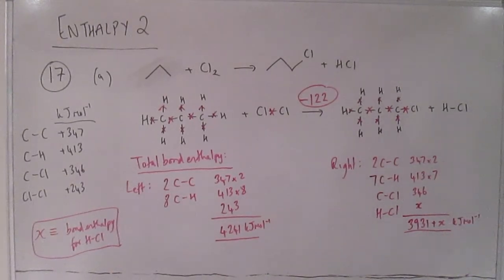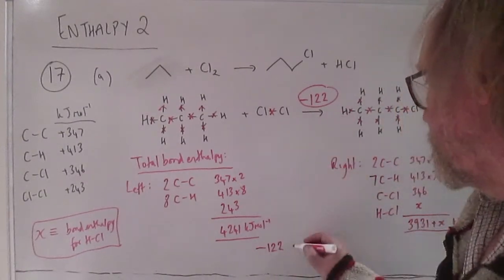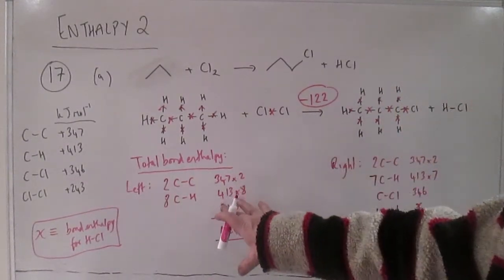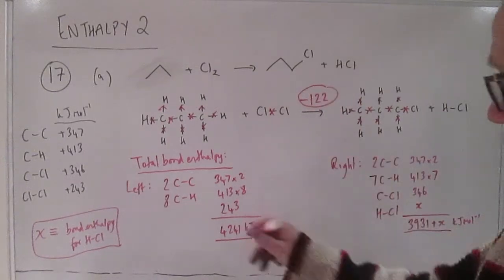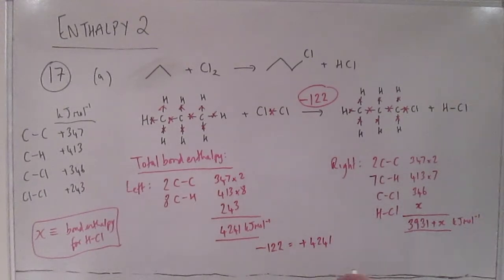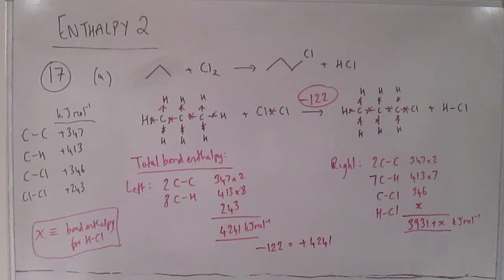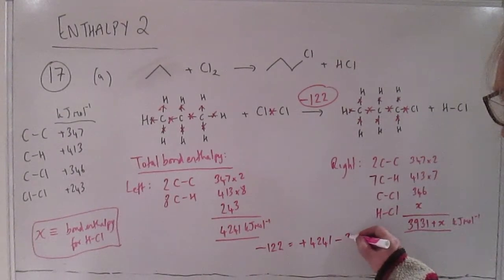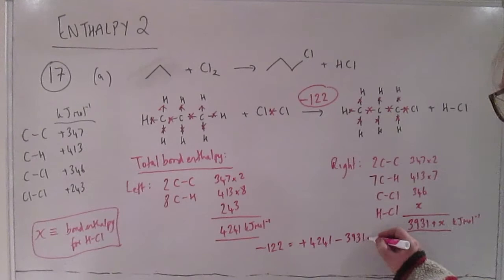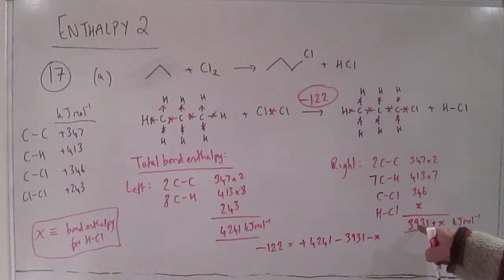So we can then combine those together to make our enthalpy statement, which is that minus 122, which is the delta H, is equal to plus this side, because we're breaking these bonds, so it's endothermic, so it's plus 4241. And then it's minus this side, because we're forming these bonds, so it's exothermic, negative enthalpy changes. So minus 3931 minus X. Be careful about the sign, we're subtracting all of that, so it's minus 3931 minus X.